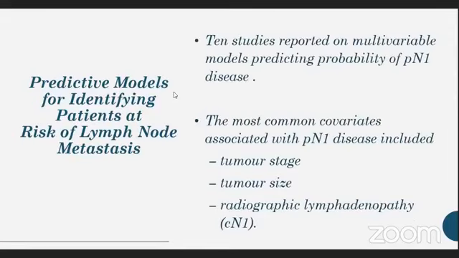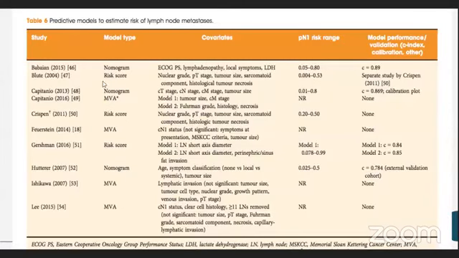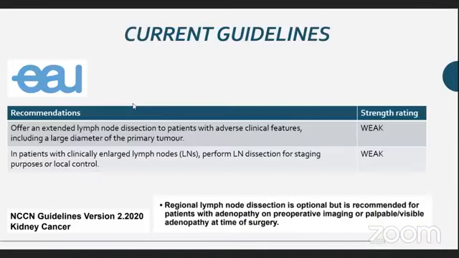There are predictive models available. This slide will tell you that there are nomograms to predict the presence of lymph node metastasis, and these are all available for people to use. So, where are the current guidelines at this point of time? It is to offer extended lymph node dissection to patients with adverse clinical features, including large diameter of the tumor.